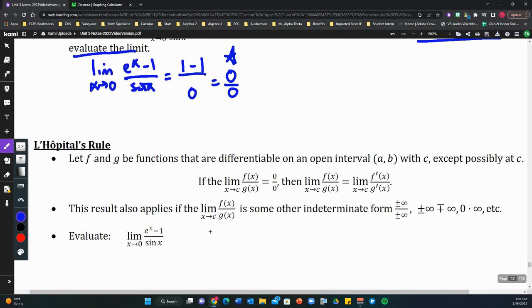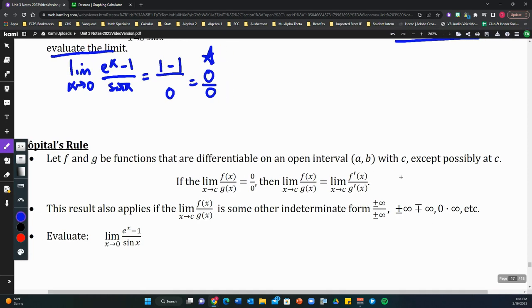So L'Hopital's rule. The definition says we're going to let f and g be functions that are differentiable. Remember, differentiable just means that they have slope, a rate of change that we can calculate using the derivative function. So we're going to say that they're differentiable on an open interval a to b with c, except possibly at c. So that c is just some value actually in the given interval.